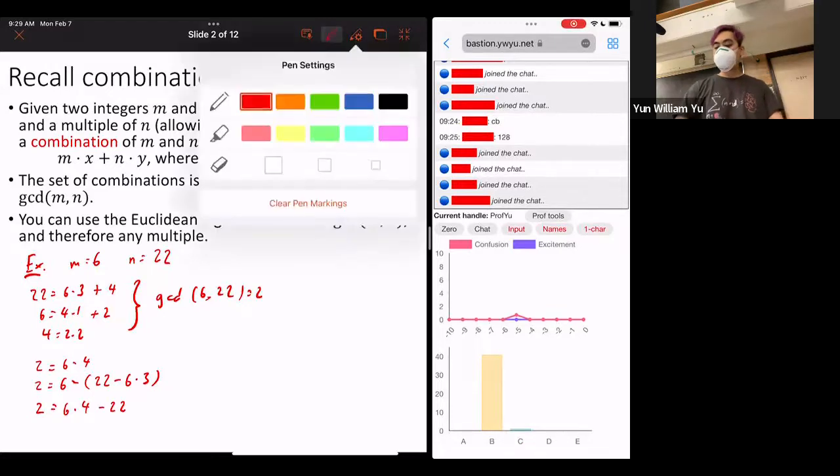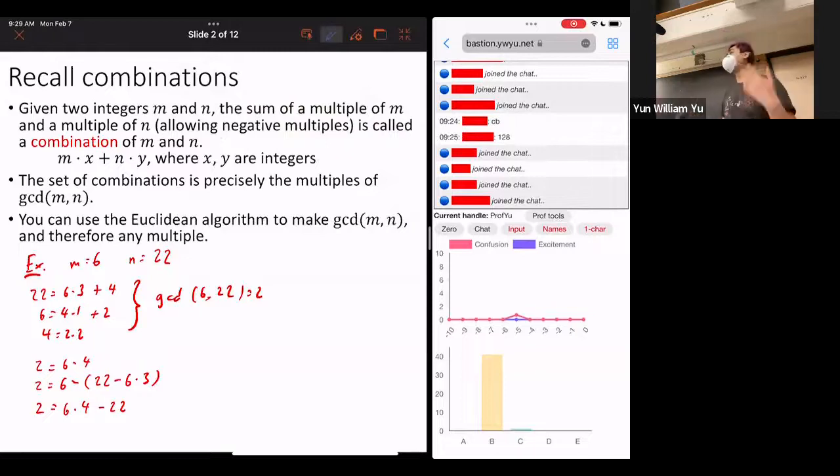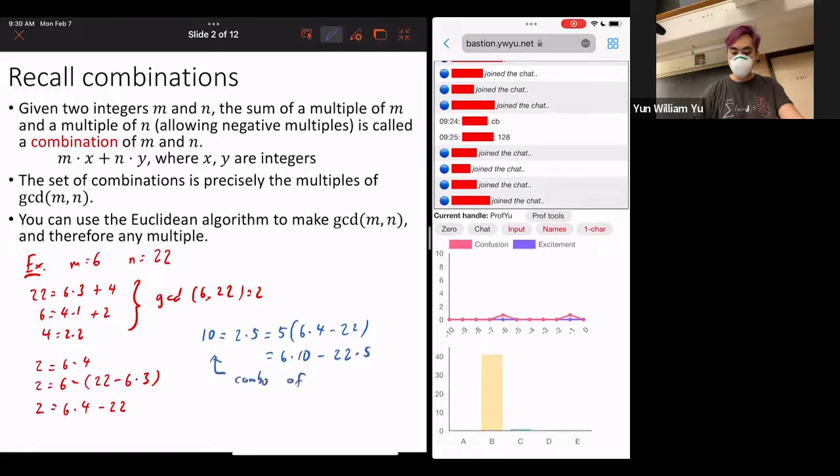So now the question is, if we have a multiple of 2, how do we figure out the linear combination that gives that? We just multiply both sides of the same equation by the same thing. So for example, if you want to know 10, which is a multiple of 2, as a linear combination of these things, one way of doing that is 10 is equal to 2 times 5, which is equal to 5 times (6 times 4 minus 22), which is equal to 6 times 20 minus 22 times 5. And this is, of course, a combination of 6 and 22.